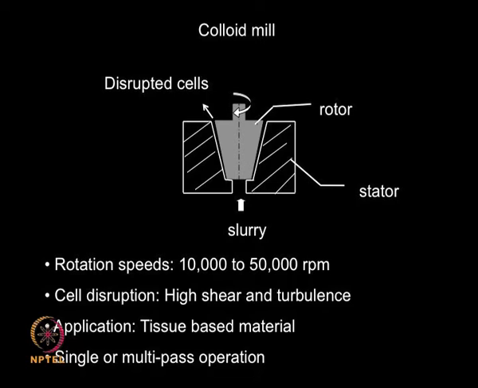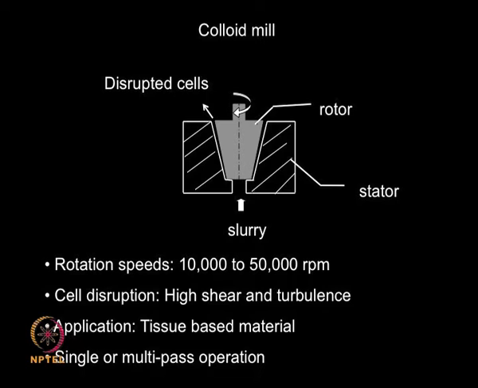So the whole unit is like a cone with a very small gap in between. So your slurry with the cells is entering this gap, and because of the rotor rotation, which is at high RPM, there is a shear created on the cells and the cells break because of the high shear. Because there is a very small gap between the rotor and the stator, the shear created is also extremely high. As you can see, it rotates at almost 10,000 to 50,000 RPM.